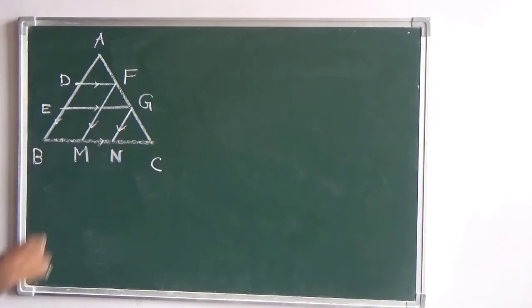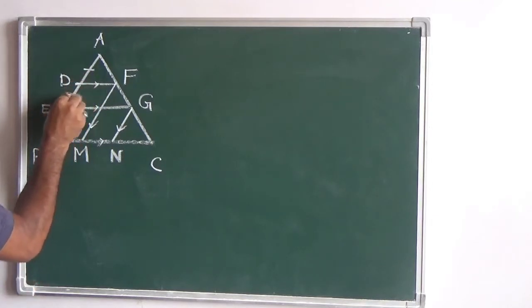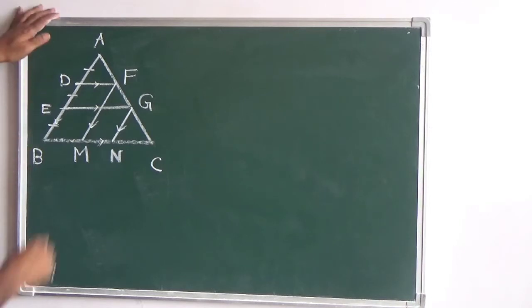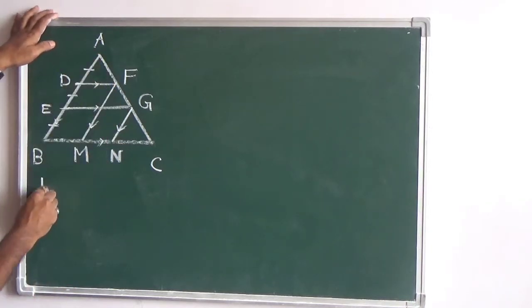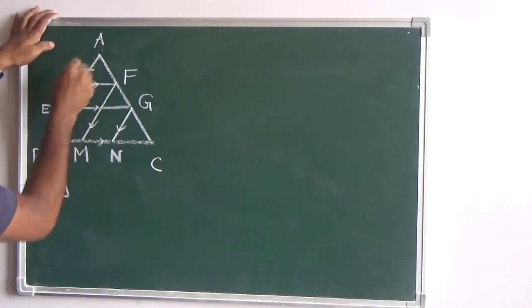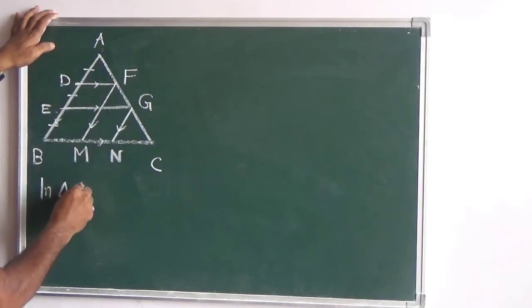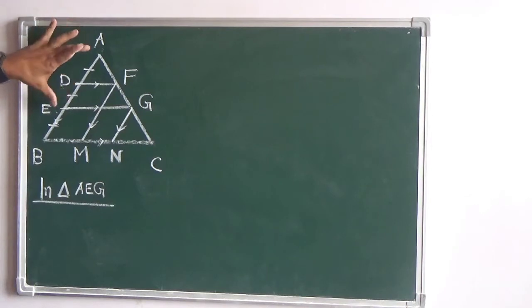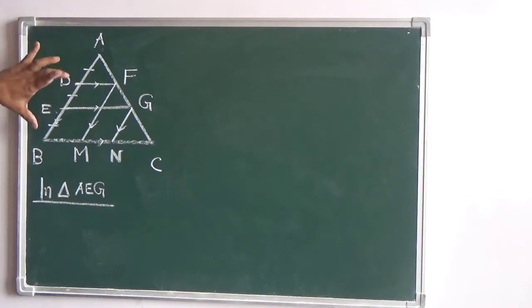We are given that D and E are the points on the side AB such that AD equals DE equals EB. So this part, this part and this part are equal as is given in the question. Now let us look at this triangle. In triangle AEG, we know that D is the midpoint of AE, and E is the midpoint of DB, because all three parts are equal according to the question.